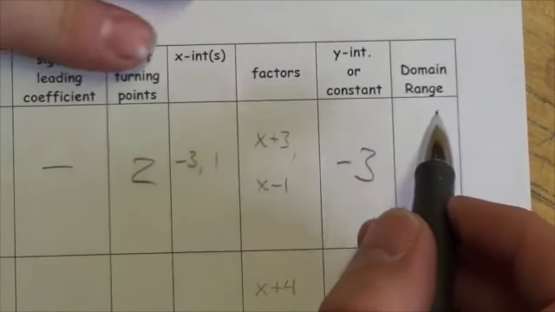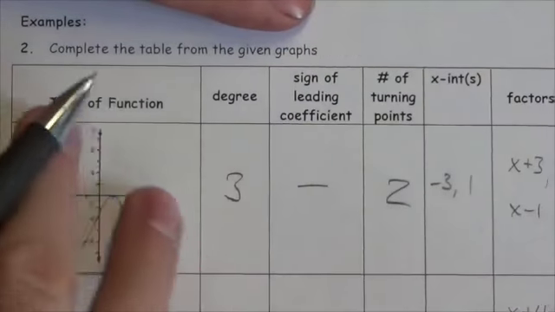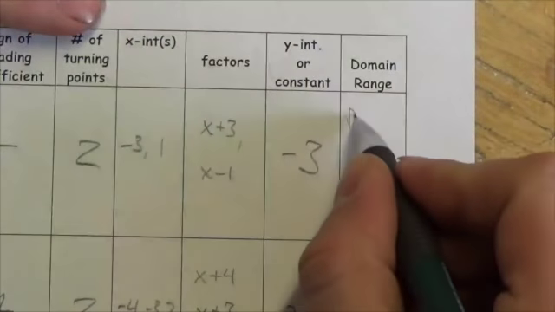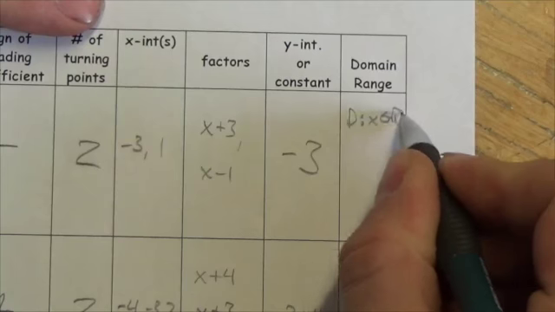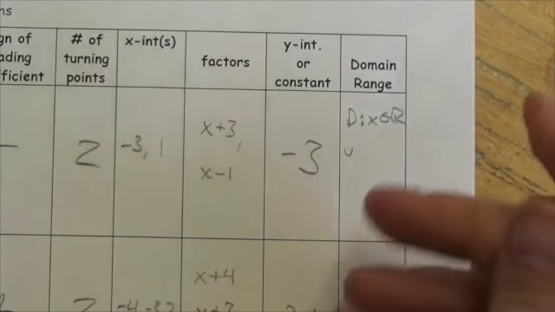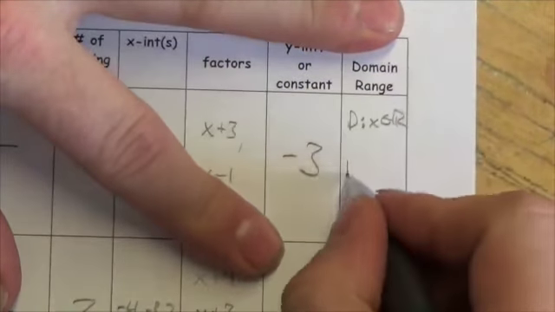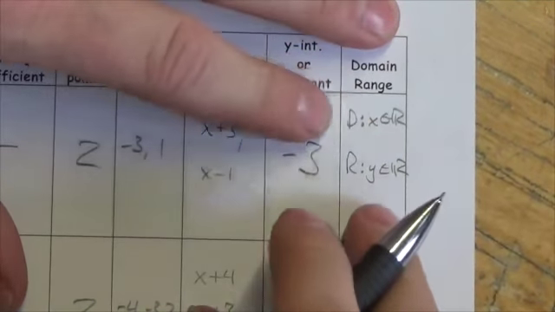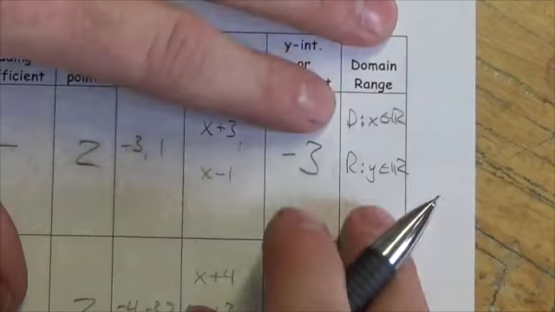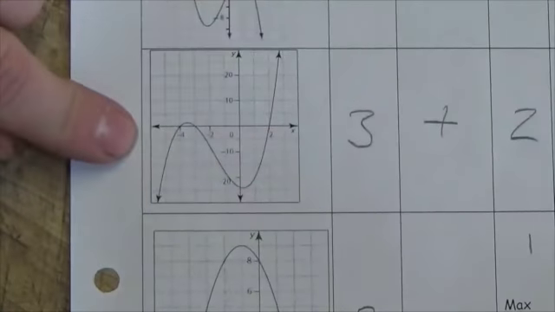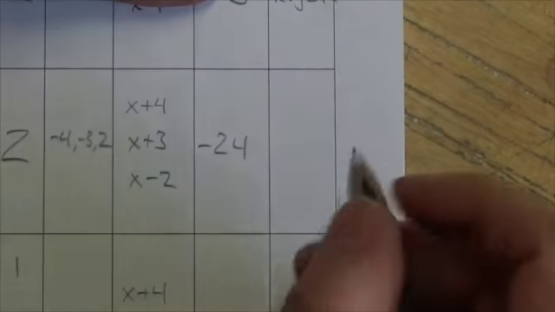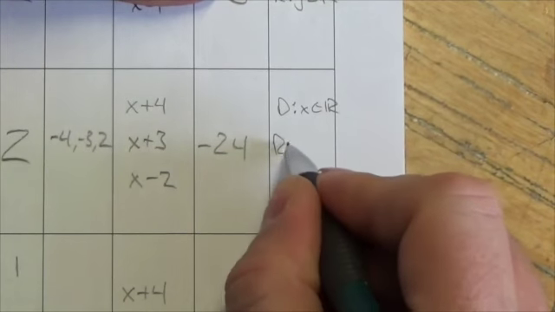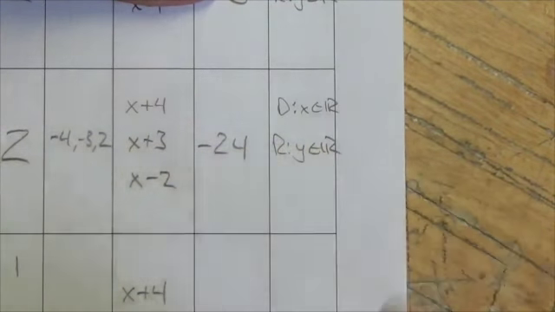Okay, finally, domain and range. Well, this one starts high, ends low, and goes forever left and right. Well, that means my domain will be all reals. Oops, sorry, I wanted to write R there for range. My range will also be all reals. Now, you expect that kind of behavior from an odd degree. This one here, the second one, is also a cubic, and so I expect the same behavior. My domain will be all reals. My range will be all reals.